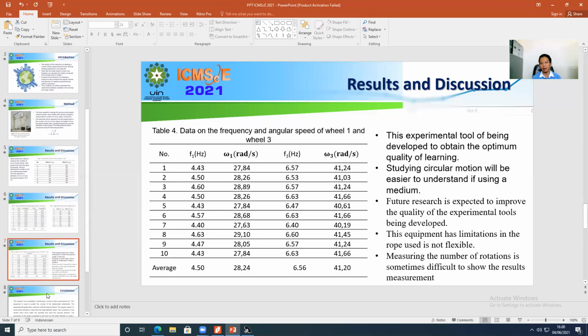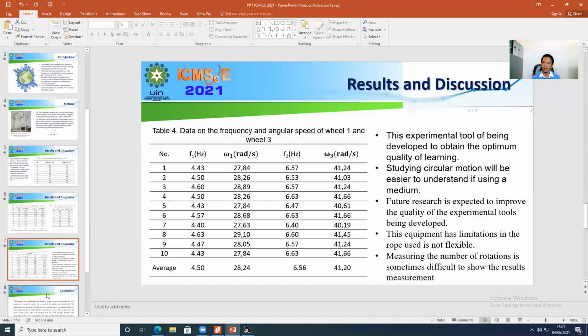The data of frequency and angular speed of wheel 1 and wheel 3: the average frequency of wheel 1 is 4.5 and angular speed 28.24, and the frequency of wheel 3 is 6.56 and angular speed of wheel 3 is 41.20. The experimental tool is being developed to obtain optimum quality of learning.